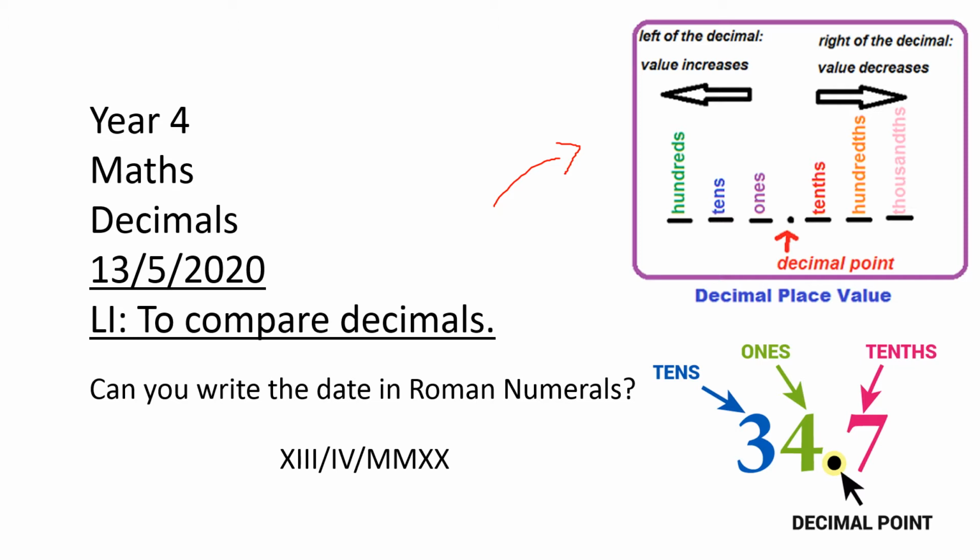So over here we have the number 34.7. So the 3 would represent the tens column, the 4, the ones, so we all know this. And after the decimal point, we start with the tenths, and then it goes on. So well done everyone.